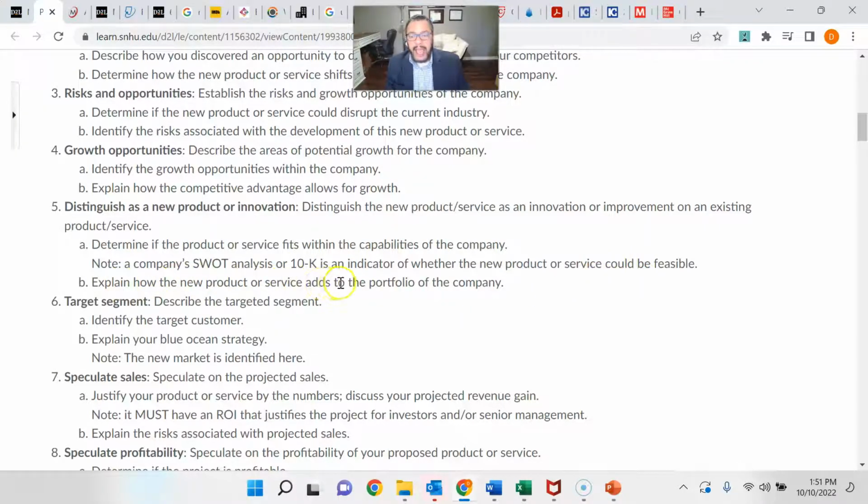Explain how the new product or service fits in with their portfolio as well. So the portfolio of products that ABC company offers is this, and the product that I'm offering is right in line with it. It makes sense. Or it doesn't have to be. You could also say they offer this portfolio of products, so this is going to be something that's outside of what they normally offer. You don't have to justify it.